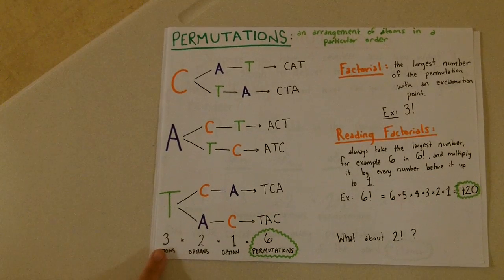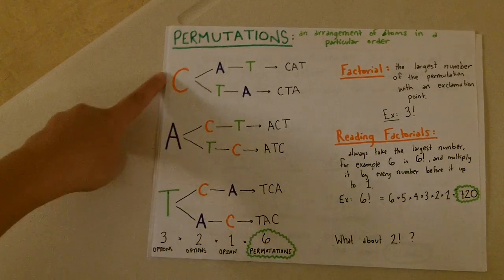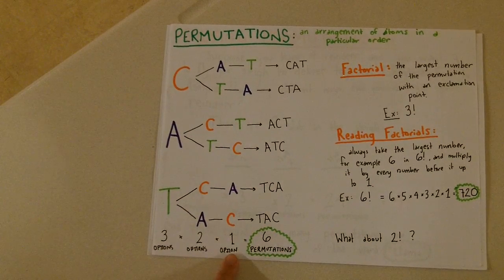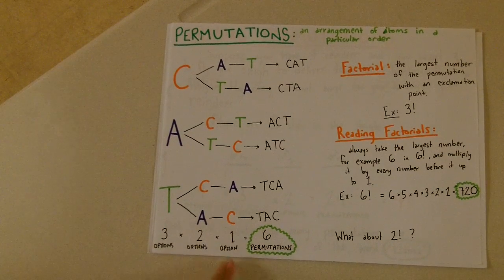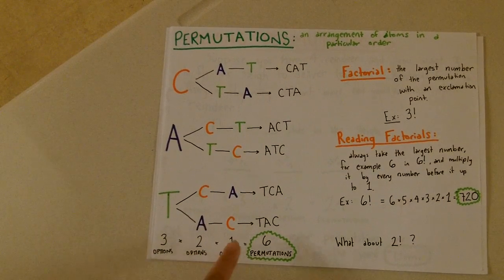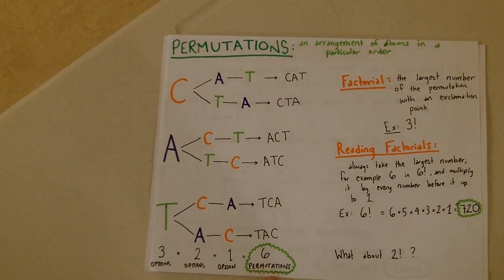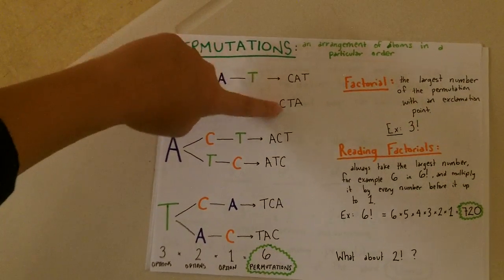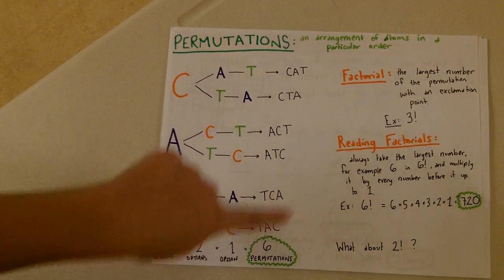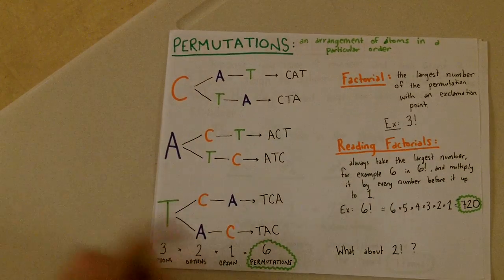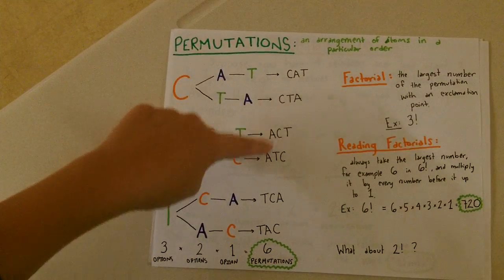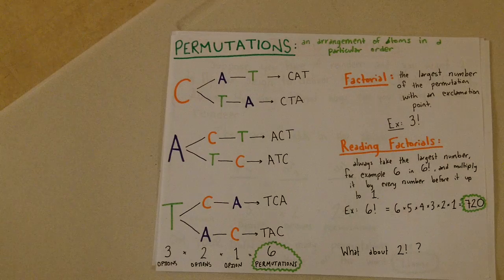So here you can take each of your options, so you have 3 options here, then 2, and then 1, and you multiply these together. So 3 times 2 is 6, times 1 is 6. And that's the number of permutations you can make. As you can see here, we have 6 possible permutations, which, a permutation is once again an arrangement of these letters or any item in a particular order.